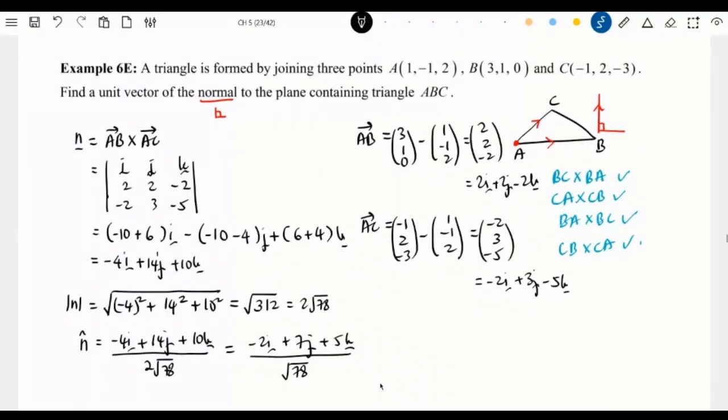So whenever we talk about normal, dia mesti encounter dengan perpendicular. So dia mesti pakai cross product. Okay, sebab tu kita akan encounter dengan yang ini. So it's up to you if you want to use BC cross BA boleh, CA cross CB boleh, mana-mana pun tak ada masalah. As long dia mesti keluar daripada satu point yang sama. BC, BA, CA, CB. Dia tak boleh bersepah-sepah. Alright, so that's how we solve for example 6E.